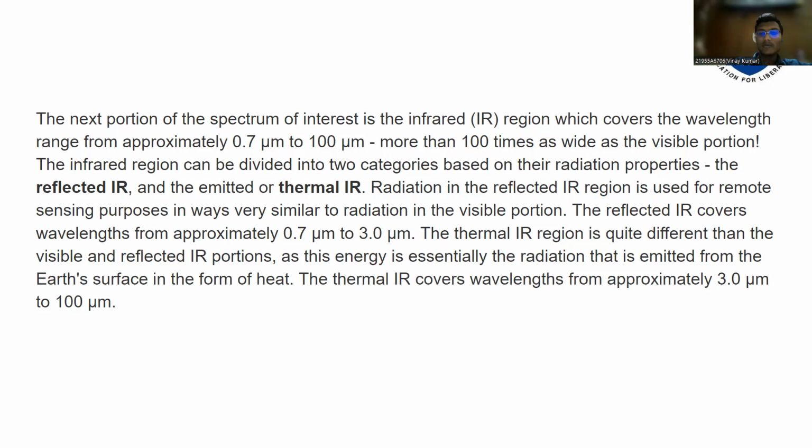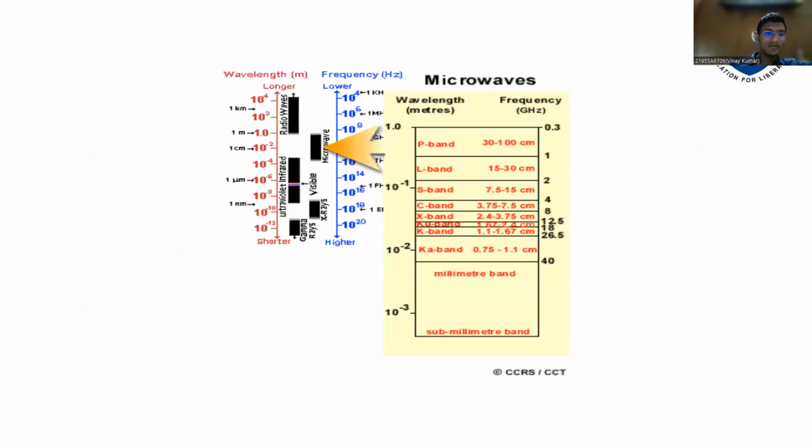The thermal IR region is quite different from the visible and reflected IR portions. This energy is essentially the radiation that is emitted from the Earth's surface in the form of heat. The thermal IR covers wavelengths from approximately 3.0 micrometers to 100 micrometers.